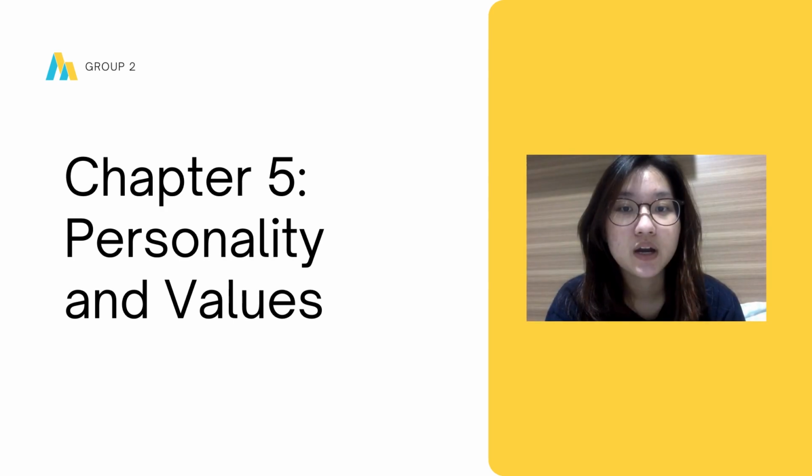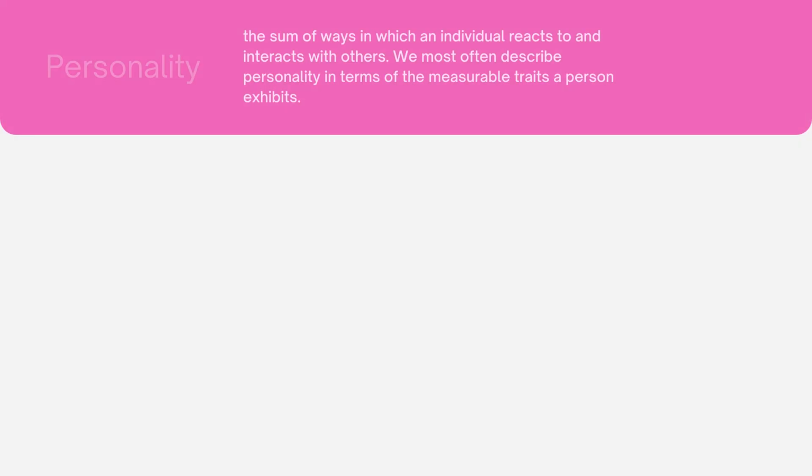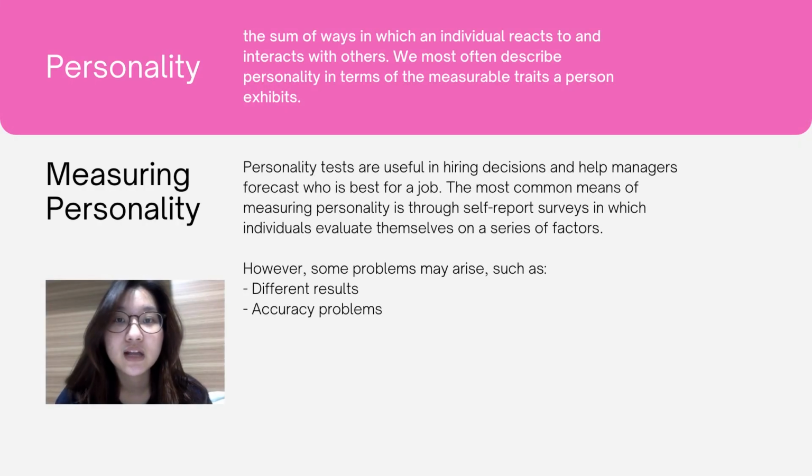Okay, next we are going to talk about chapter 5, which is about personality and values. Because we're going to talk about personality, let's first understand what the meaning of personality is. Personality is the sum of ways in which an individual reacts to and interacts with others. We most often describe personality in terms of the measurable traits a person can exhibit. So, how do we measure someone's personality?